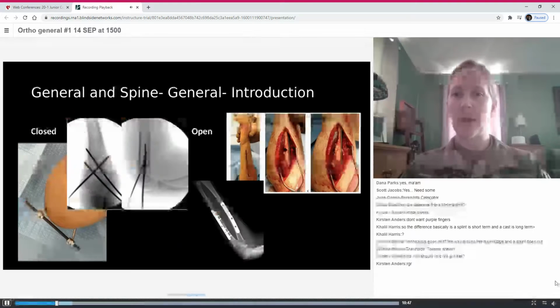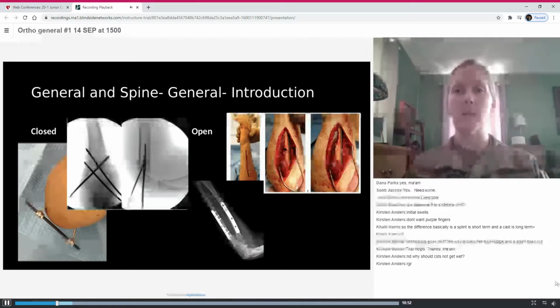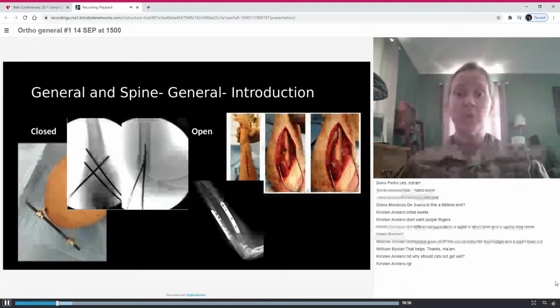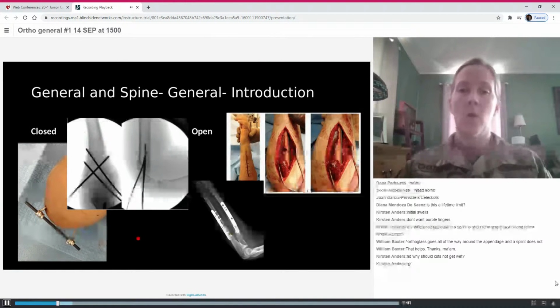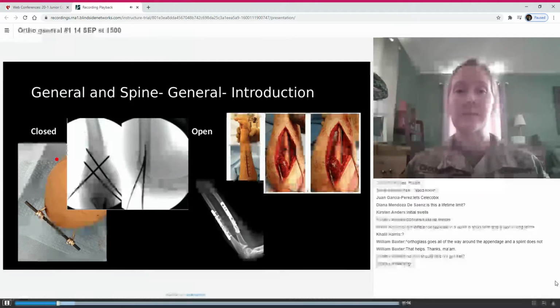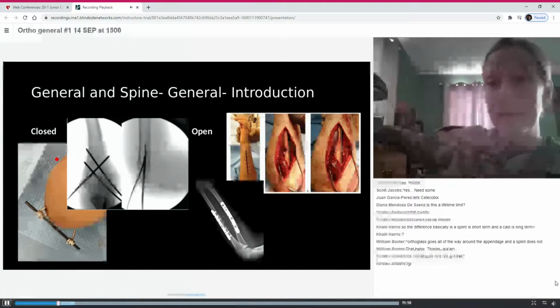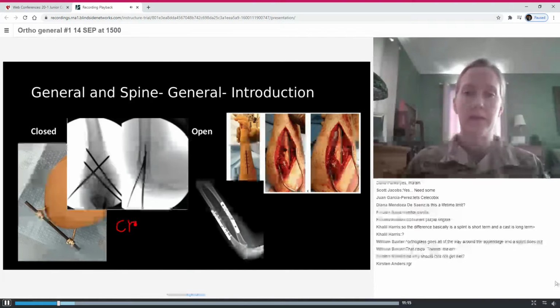Okay, our next topic is we're going to talk about the difference between open and closed fixation. So in orthopedics, we can do two methods of getting things to straighten out. Closed reduction, so usually referred to as closed reduction with percutaneous pinning, or CRPP. Let me write that down, just because that may be something you see when going over somebody's notes.